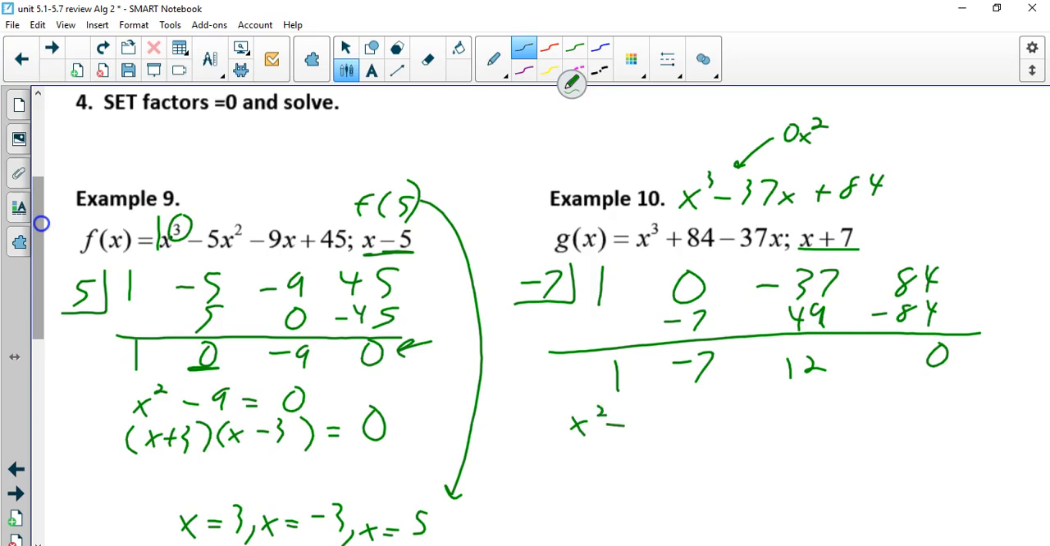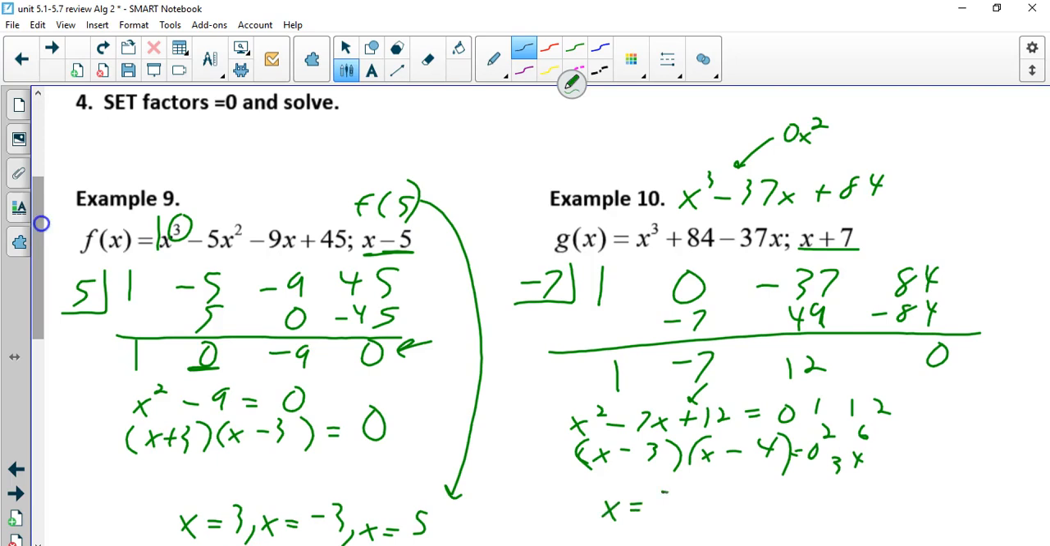So x squared minus 7x plus 12 equals 0. So I need two numbers that multiply to give me 12. So 1 and 12, 2 and 6, 3 and 4, that add up to 7. Technically negative 7. So that's going to be 3 and 4. Now if they're going to add to negative 7, they're both negative. And that's going to be equal to 0. So my answers here are x equals positive 3, x equals positive 4. And don't forget, x is also equal to negative 7. And here's a clue. This tells you how many answers you should have at the end.